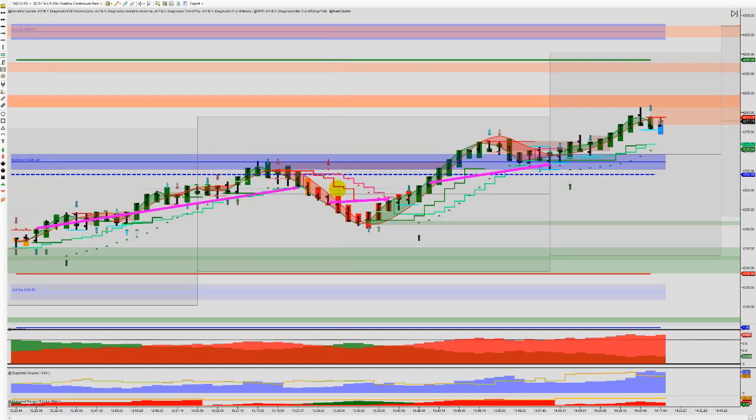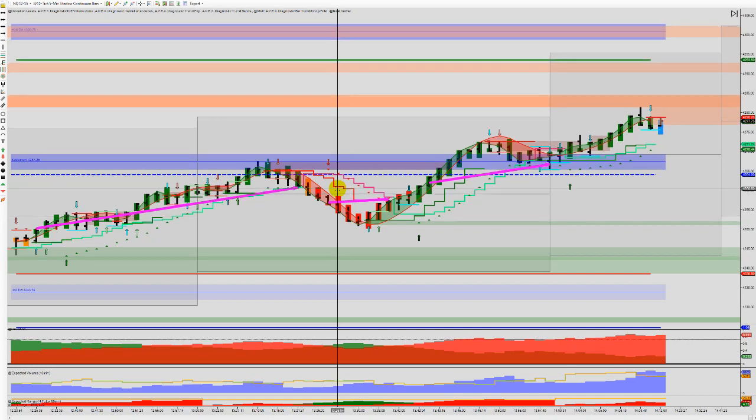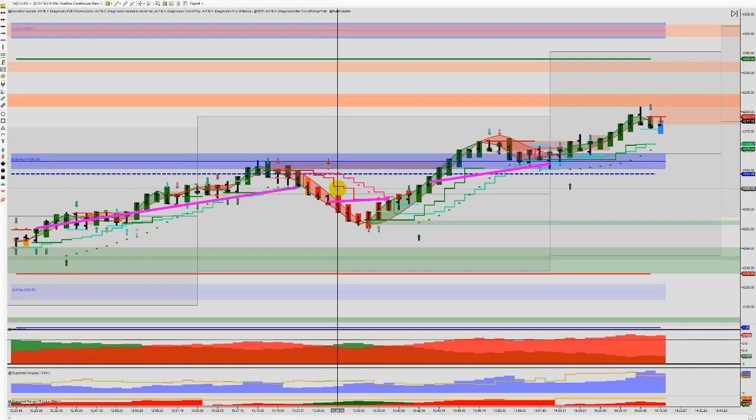If I'm willing to risk $500, and the risk is $50 a contract on that one, then hey, I can do 10. If it's $100 a contract, I can do 5. If it's $500 a contract, I can do 1. So whatever your risk is will let you determine your position size.